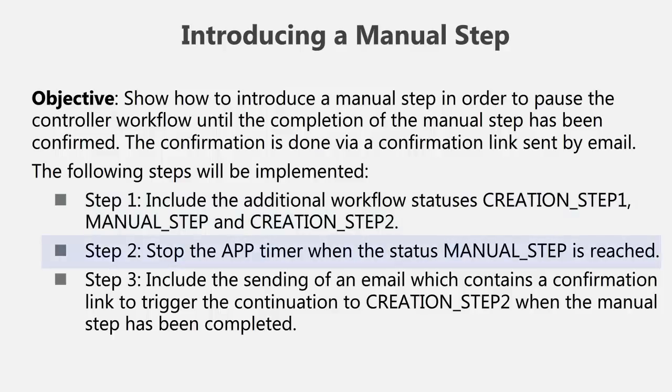In the second step, you implement the pausing of the APP timer as soon as the Manual Step status is reached. In the third step, you adapt the sending of the notification email in order to include a confirmation link in the email. When the confirmation link is activated, the APP timer is started again, and triggers the action required to proceed to the subscription status Creation Step 2.